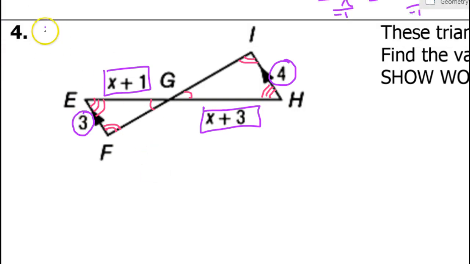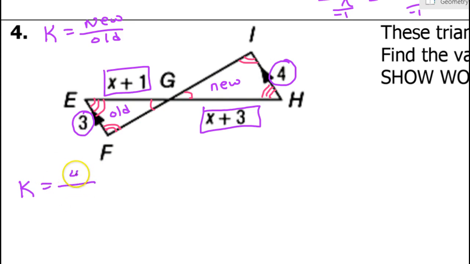All right, I know that the scale factor formula is that the scale factor is always new divided by old. I'm going to pick this triangle to be the old and this triangle to be the new. You could do it the other way. You will still get the same answer. But if I look at it this way, then the scale factor, of course I'm going to use the 4 and the 3, because that's the only one where I have actual numbers for both. So the scale factor will be 4 over 3, again, new over old.